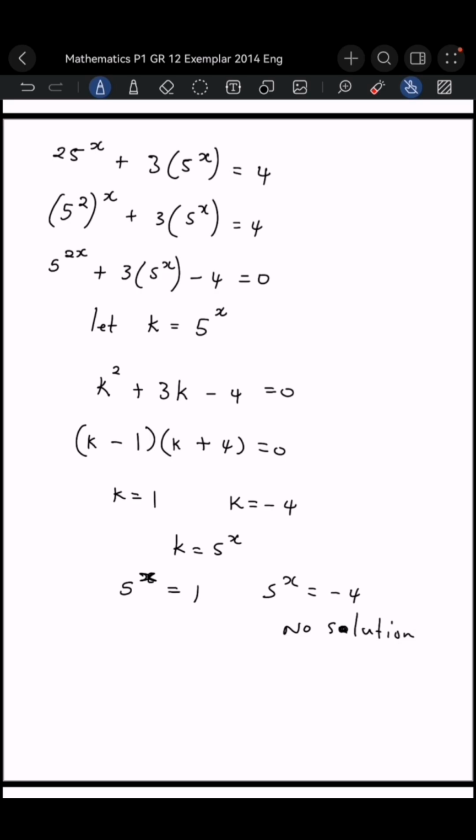And then we're going to say 5 raised to the power of x is equal to 1, which is equal to 5 raised to the power of 0. Anything raised to the power of 0 is 1. Therefore, x is equal to 0.